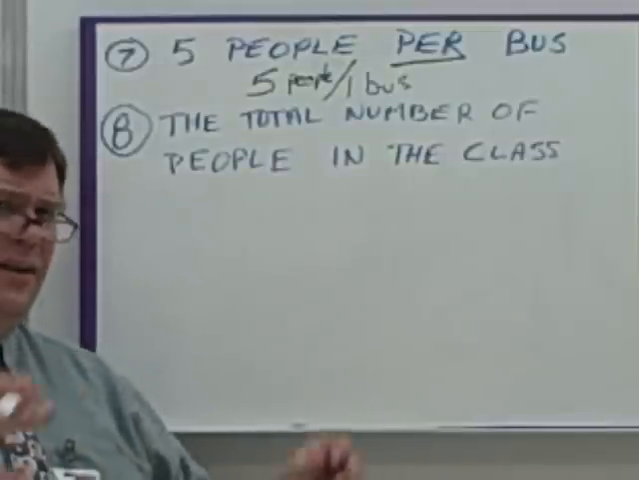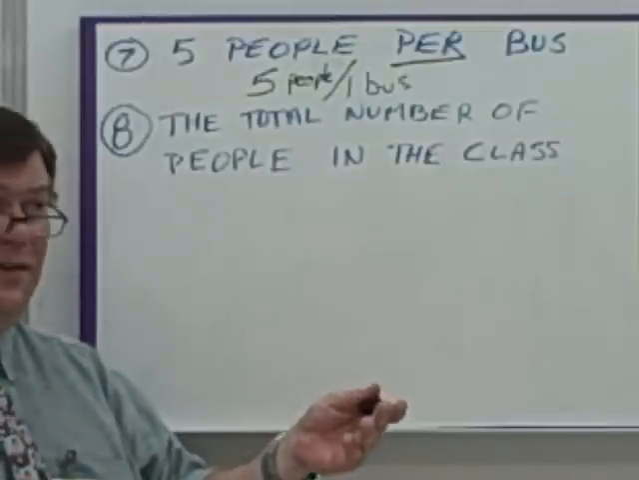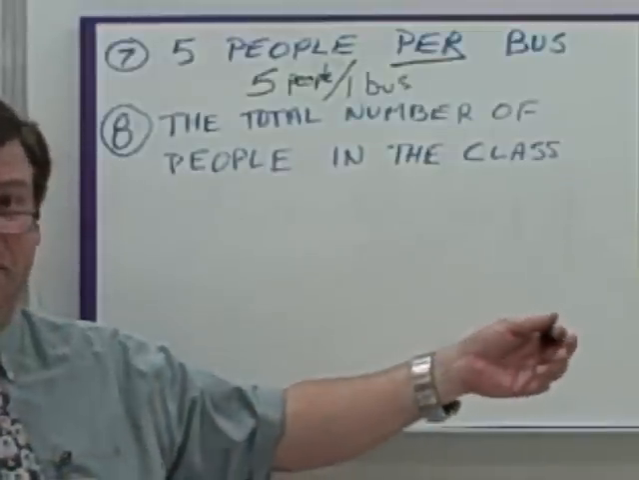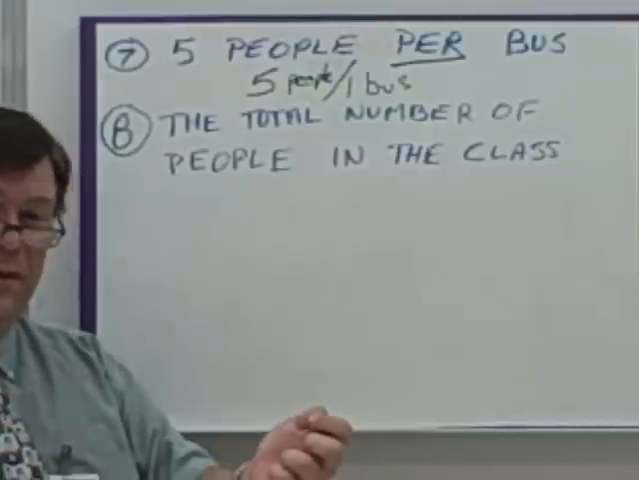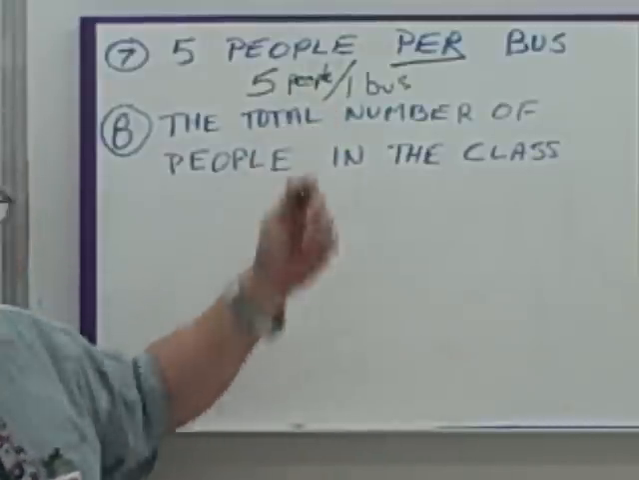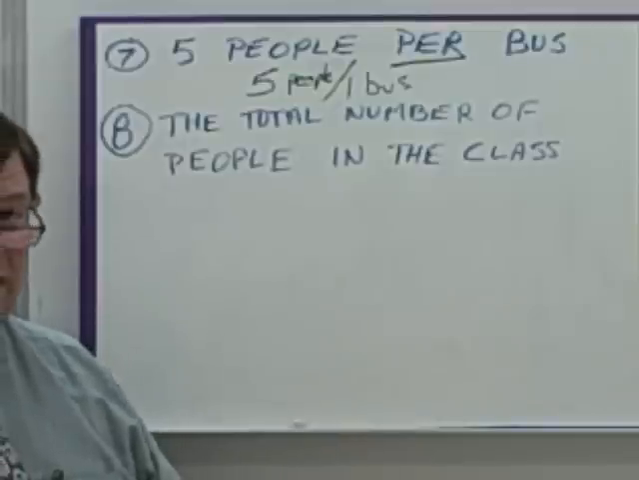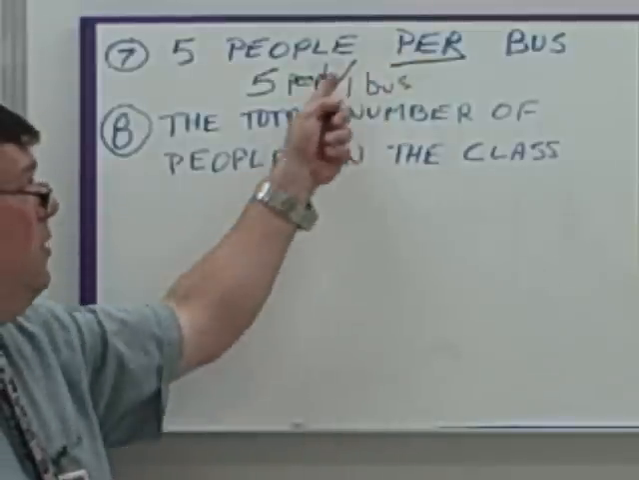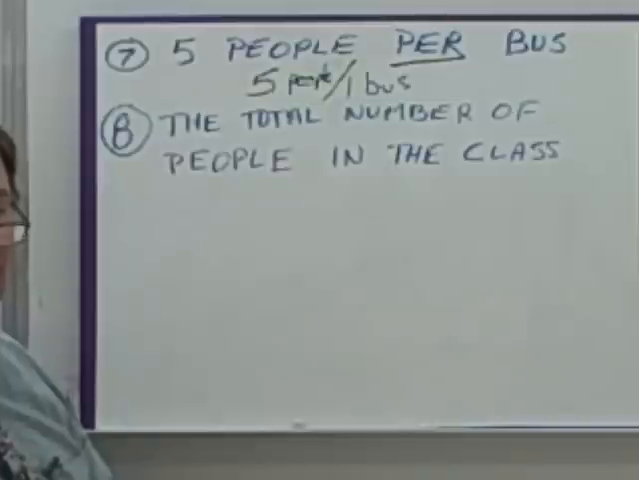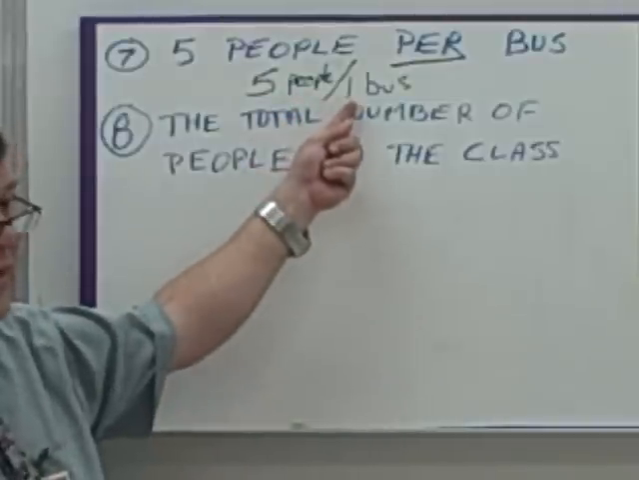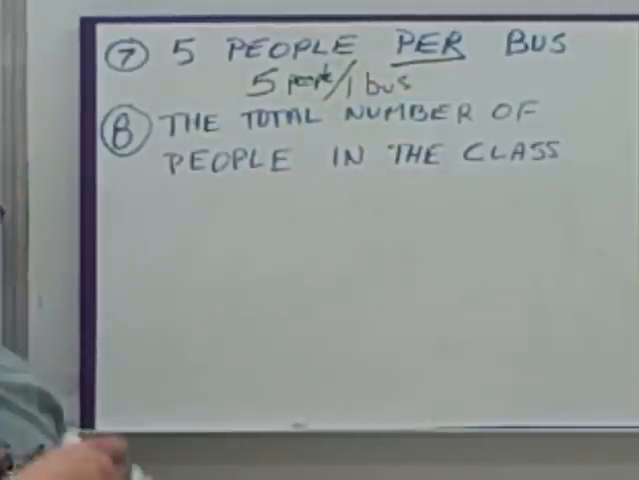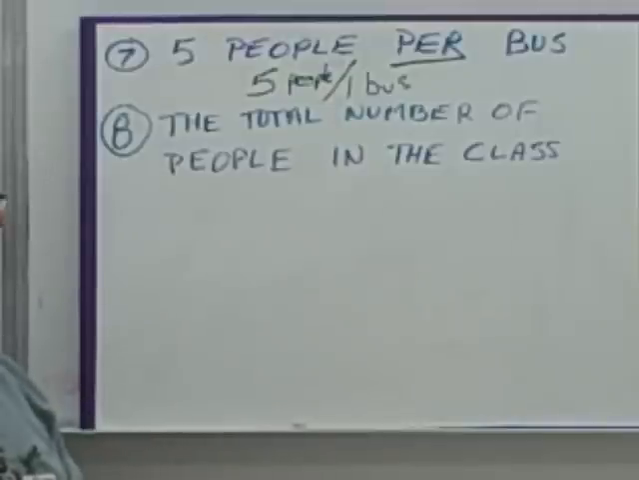However, if later on in the second sentence they said there are 6 buses, how many people total, you're actually going to have to multiply by 6 to get your answer. But the per is an indication of division here because it is 5 people per bus. We need to multiply by the number of buses to figure out the number of people. A little trick that you got to watch out for.